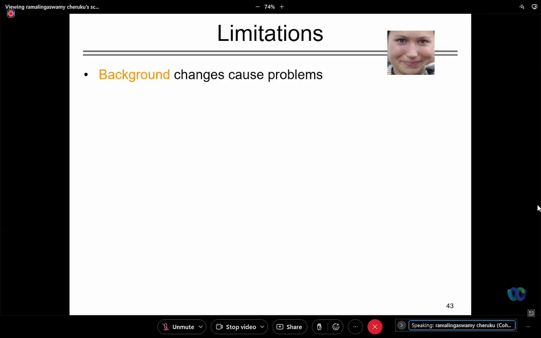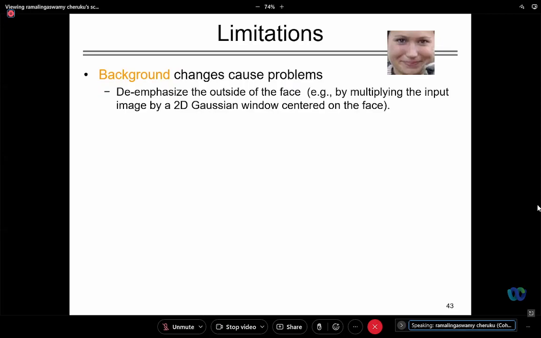It means if there is a change in the background, PCA is not effective for face detection and recognition. So de-emphasize the outside of the face, for example, by multiplying the input image by a 2D Gaussian window centered on the face. If the background is highlighted when compared to your face, then we cannot use PCA for face detection and face recognition.